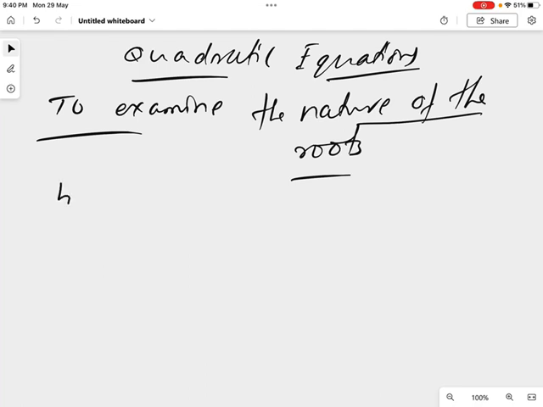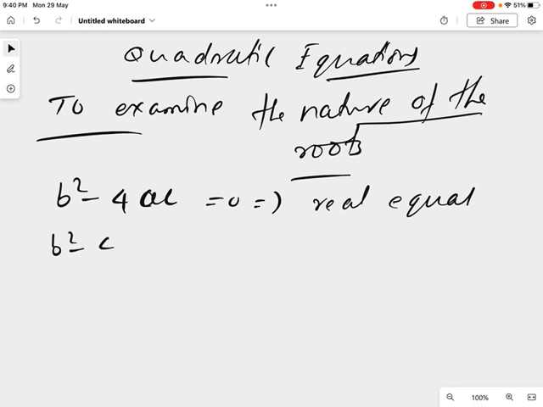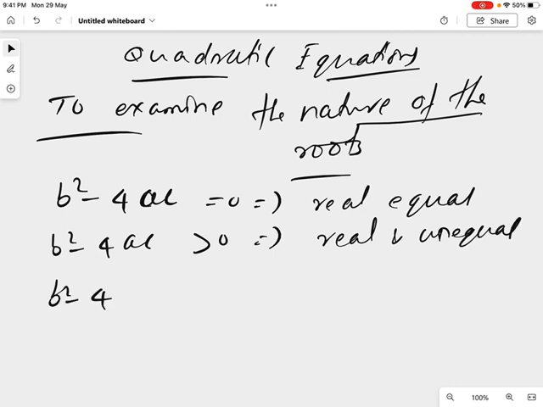So if b square minus 4ac is equal to 0, which implies that the roots are real and equal. If b square minus 4ac is greater than 0, it implies that the roots are real and unequal. And if b square minus 4ac is less than 0, it implies that the roots are imaginary and not real.